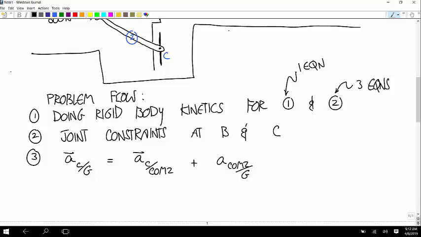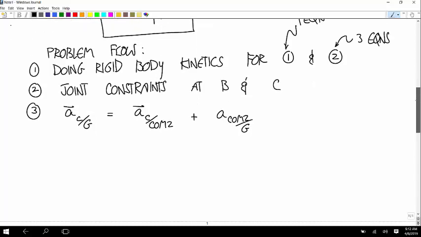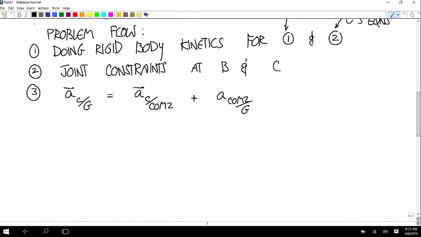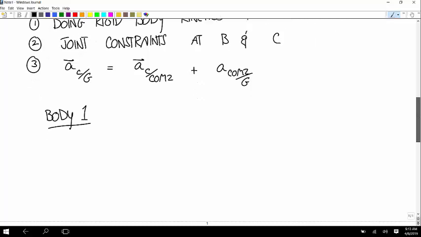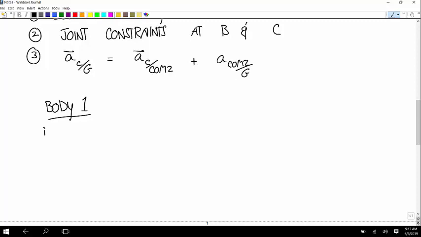The first term, the acceleration of C relative to the center of mass, is a circular motion problem, and the second one is one that we're going to have solved for with Newton's laws. Or it'll already be a variable. Okay, so first, body 1. Does that have a fixed point? Yep. So fixed. So A is A.